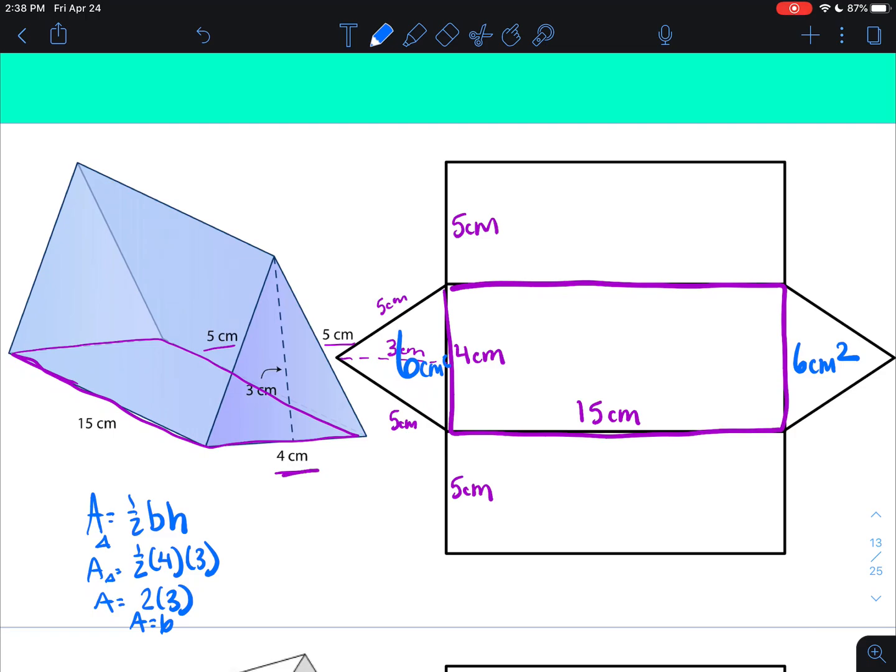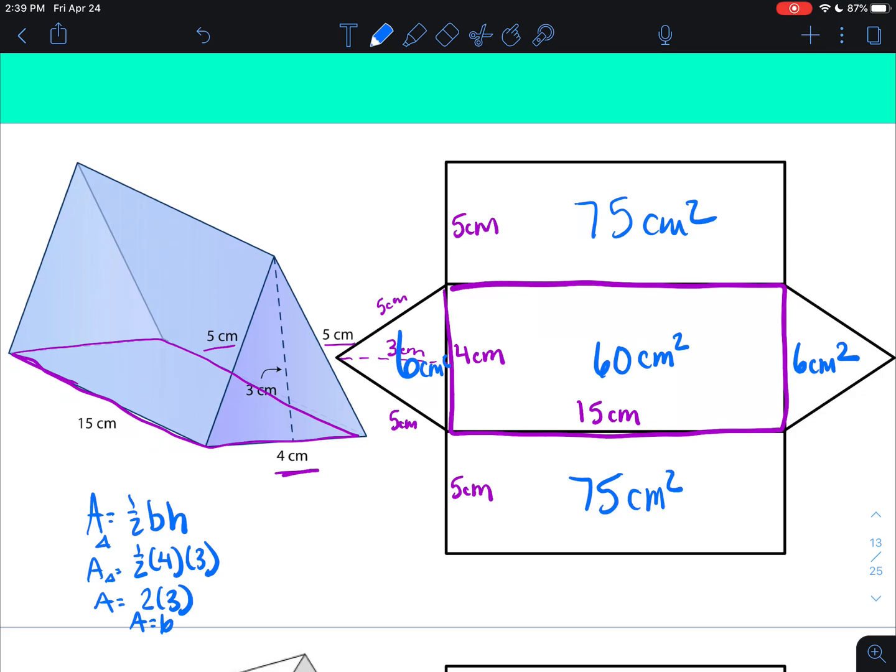Then the rectangle in the middle, length times width. I'm not going to show you that one. I feel like you can do that at this point. So you should get 60. The rectangle down here, 5 times 15, you should get 75. And 5 times 15, you should get 75.